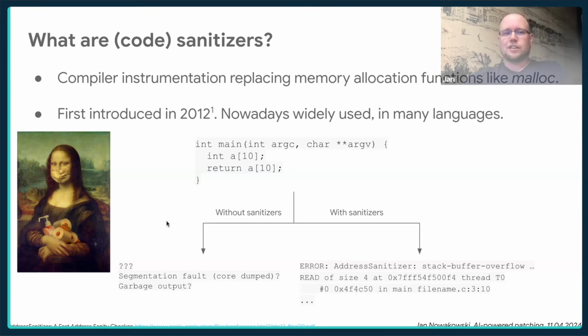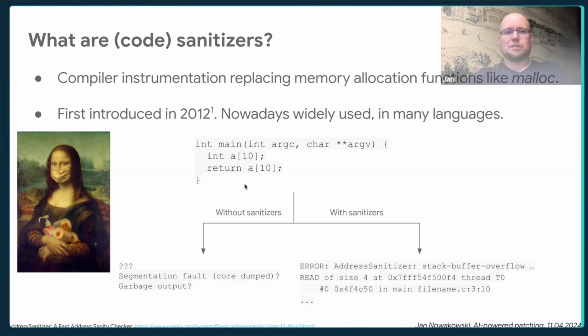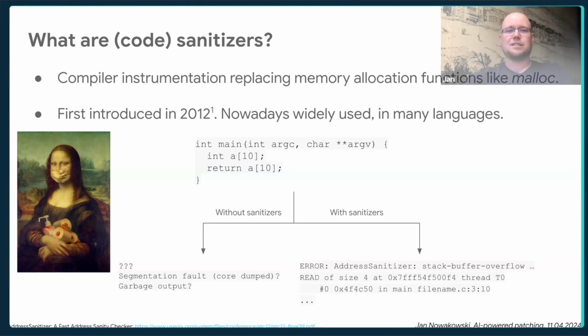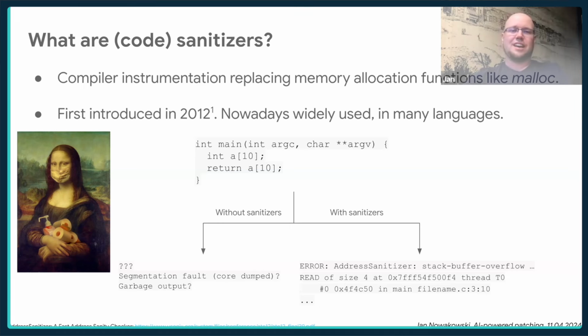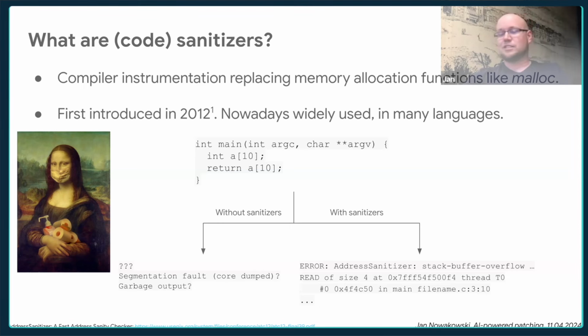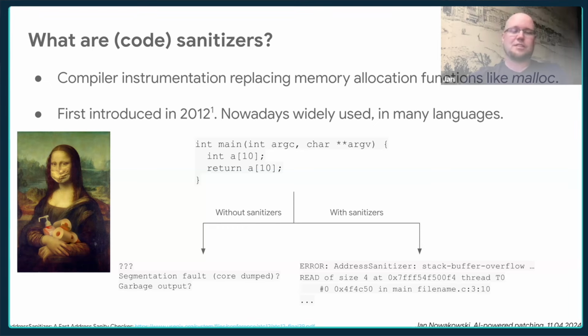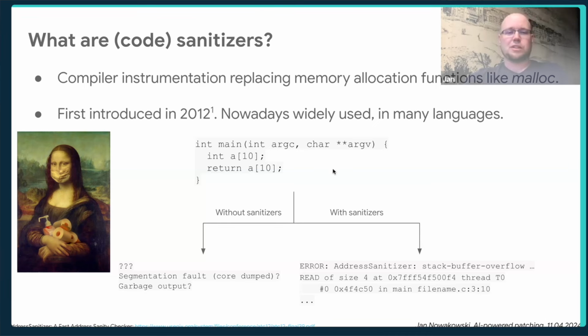Just to give you an example, here is a simple snippet of C++ code. It allocates an array of 10 elements and then tries to access A of 10, which is the 11th element because of the zero indexing. What happens in a normal C++ program? No one knows. It's called undefined behavior. It can return something random if there is something in the memory there. Likely it will cause a segmentation fault, but you don't really know what happened.